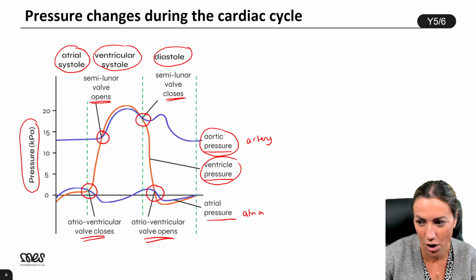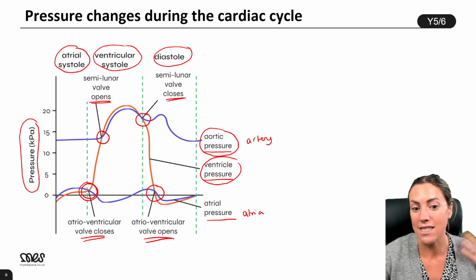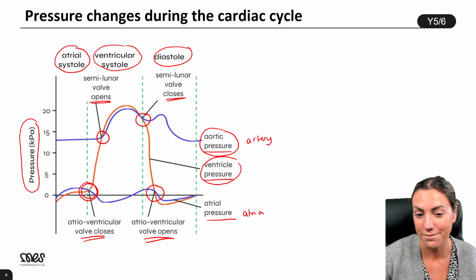But back to this one, as soon as the pressure in the ventricle starts to exceed the pressure in the atrium, the AV valve closes to prevent backflow of blood.